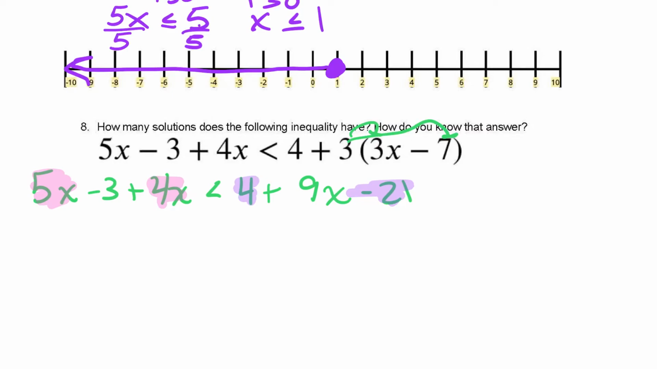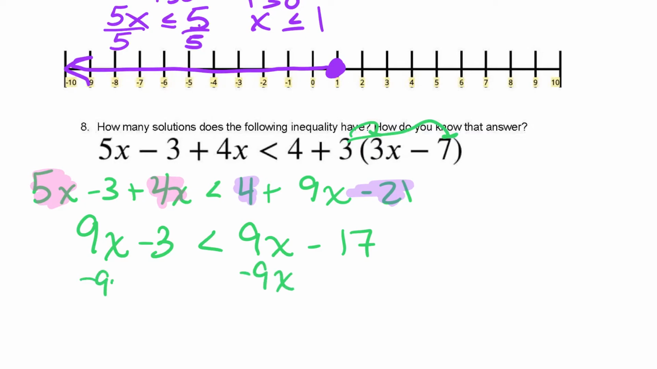So I'm going to start by combining them. I get 9x minus 3 is less than 9x minus 17. I'm now going to subtract 9x from both sides. And when I do that, I just don't leave it blank. I just write 0x. Minus 3 is less than negative 17.